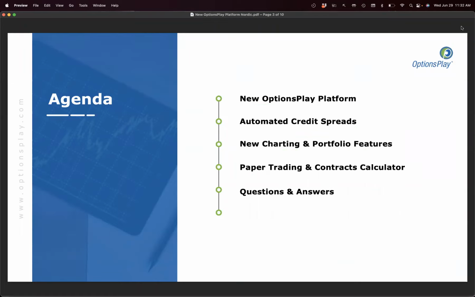Now, how many of you currently utilize the OptionsPlay platform? Please type yes into the chat window if you currently use the OptionsPlay platform today. Okay, I see quite a few yeses.